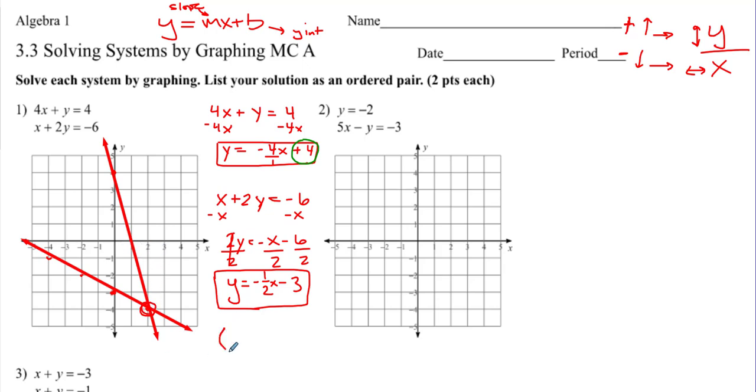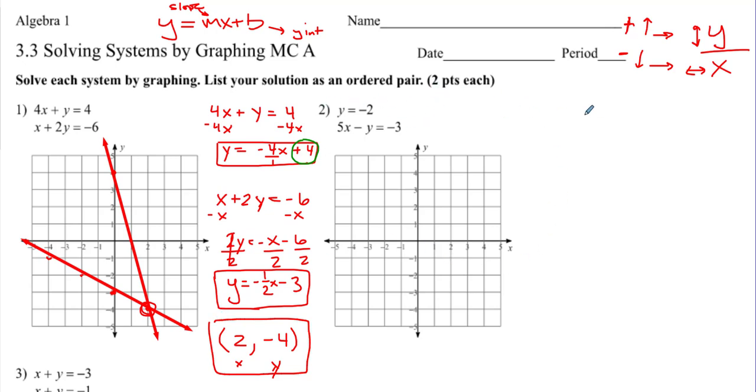And then we list this as an ordered pair. What's this pair? So we go over to the right. That's 2, positive 2. And then I go down to my dot. How far down did I go? Negative 4. That's my y value. Remember, x, comma, y. So that is my answer right there, 2, negative 4.